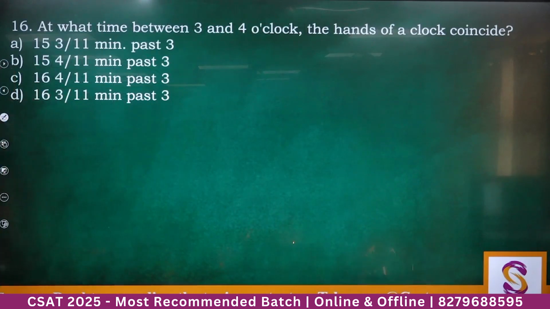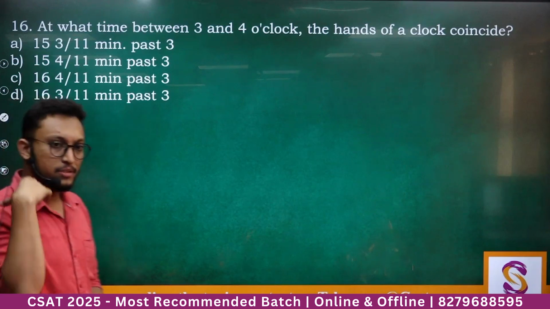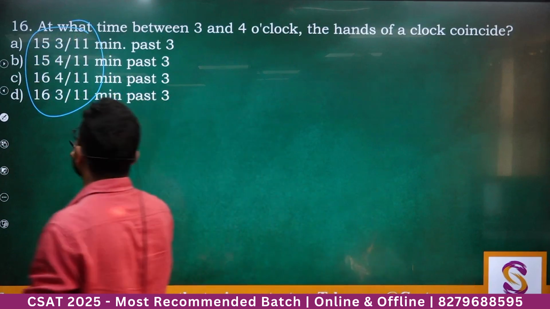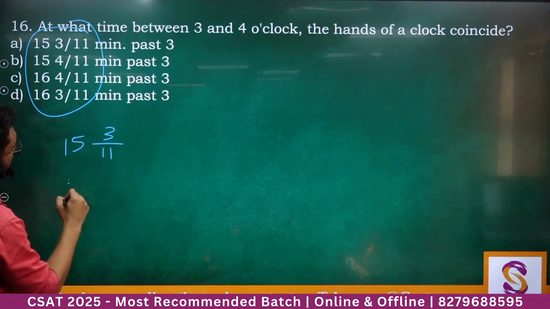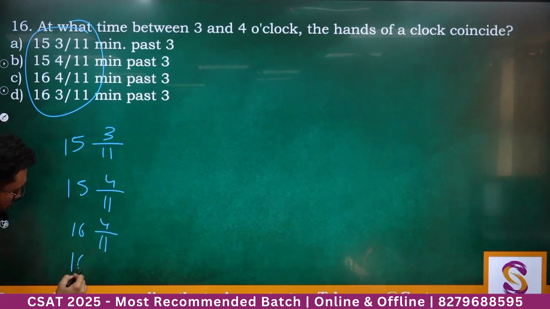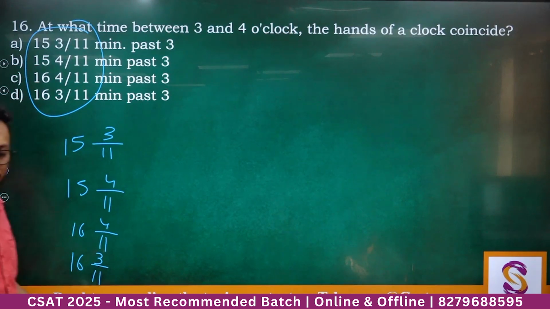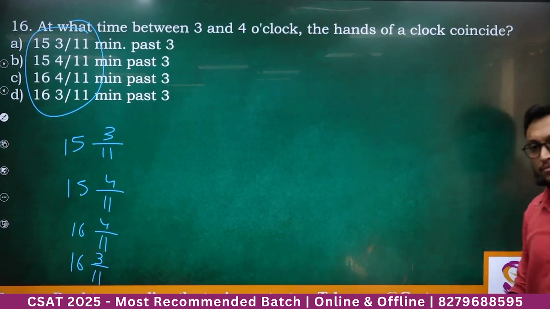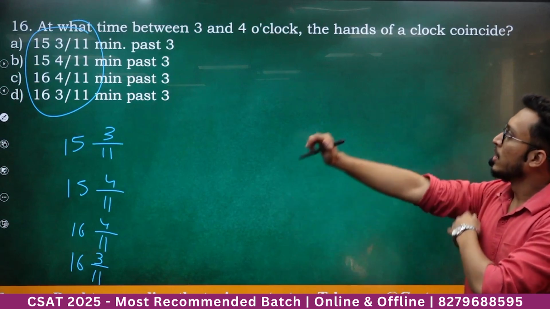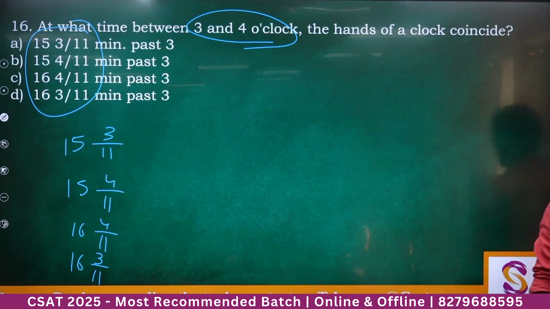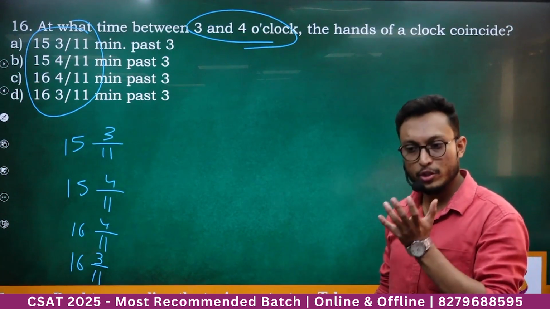ये तो easy है, basic maths. यहां पर it is mixed fraction. It is 15 3 by 11, 14 4 by 11, 16 4 by 11. किसको नहीं समझ में आ रहा है what is this? Basic maths नहीं देखा ना आपने, फिर क्यों नहीं आ रहा? हाँ, answer between 3 and 4 o'clock. When will they coincide? आप मुझे normal form में बता दो.